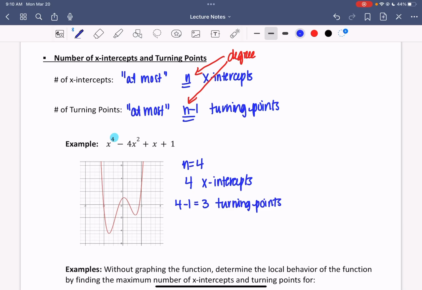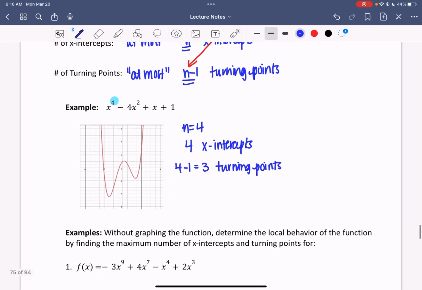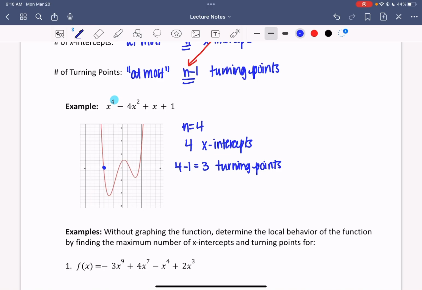And let's see if that's true. Based off this graph, we can see that 1, 2, 3, 4, those are my x-intercepts. And then turning points, we have 1, 2, 3. That's where it turned. See, we made one turn, another turn, another turn. That's where we get that 3 from. And so lots of information can be grabbed from just looking at those values.